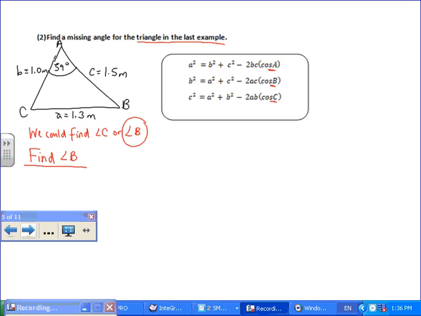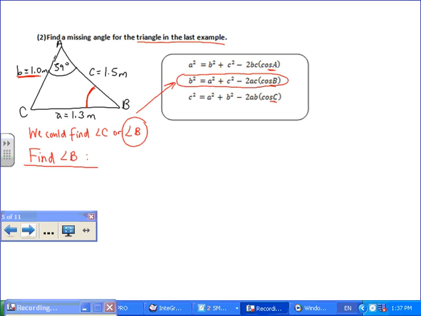Okay, we're going to use cosine law. And which one am I going to use? If I'm looking for angle B, which is right here, I have to use the cosine law that involves angle B. And it will be the one where B squared is equal to the sum of the other two sides squared minus 2AC times the cos of that angle. So I'm going to be using this one right here. Okay, this is what I will use.